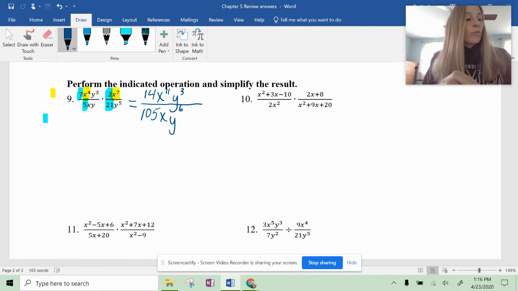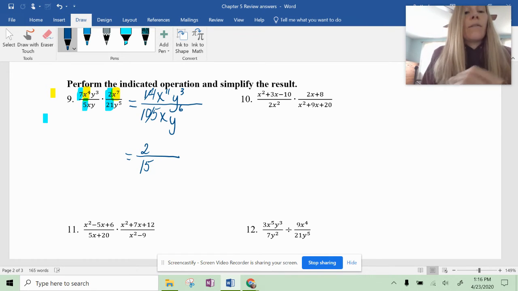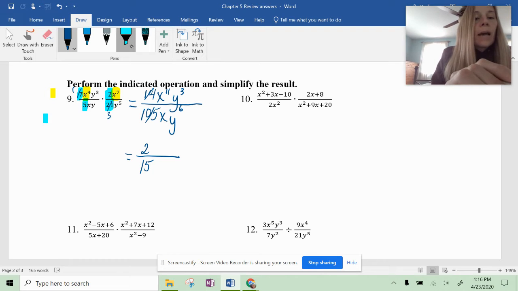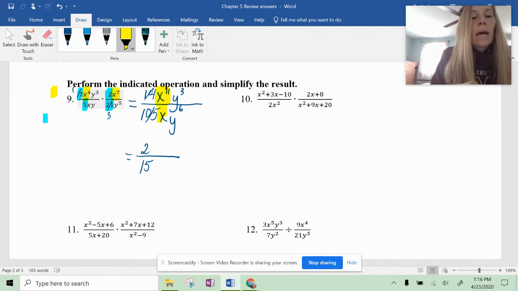Okay, so now we want to reduce this fraction here, 14/105, just like you would reduce any other fraction. Just forget about everything else and just focus on that. It reduces to 2/15. Now, some of you might have got that from the beginning if you had done some cross-canceling with the 7 and the 21, and then just multiplied across that way, you would have got the same thing.